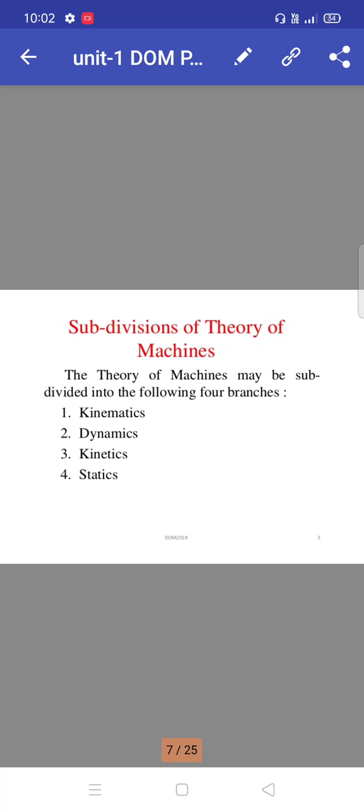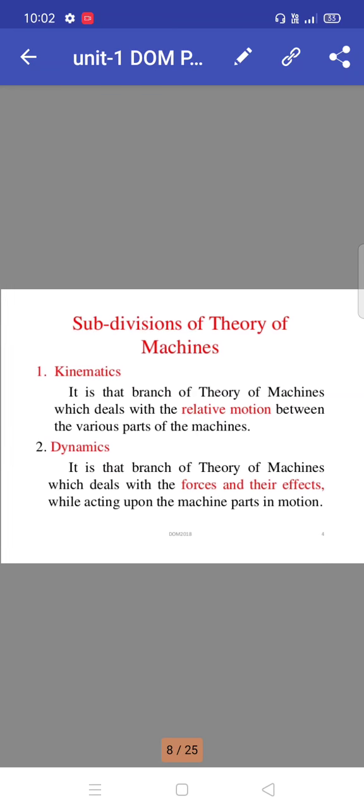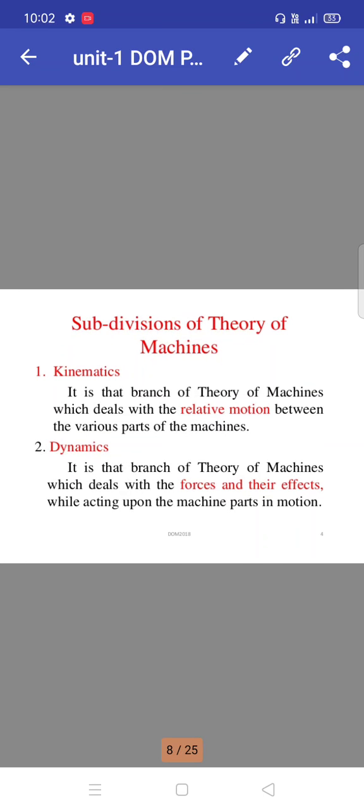So what are the subdivisions of theory of machines? The theory of machines may be subdivided into the following four branches: kinematics, dynamics, kinetics and statics. Kinematics means the object in motion where forces are not considered. Dynamics, the object in motion where forces are considered, we can simply say the object in motion. Then kinetics, the object in motion where inertia forces are considered. Then statics, the object in a stationary state. This is the subdivision of theory of machines.